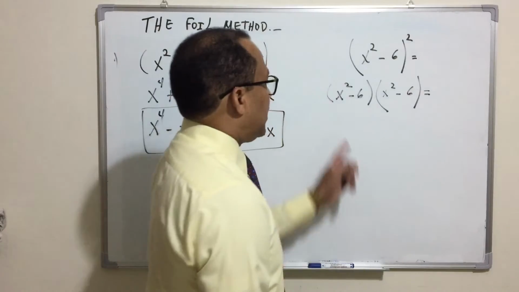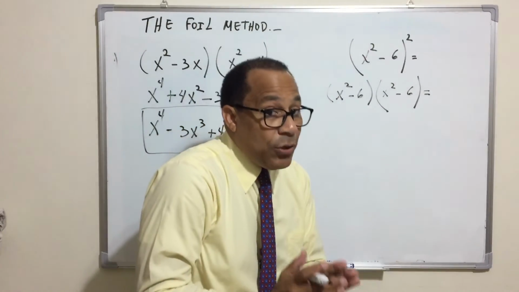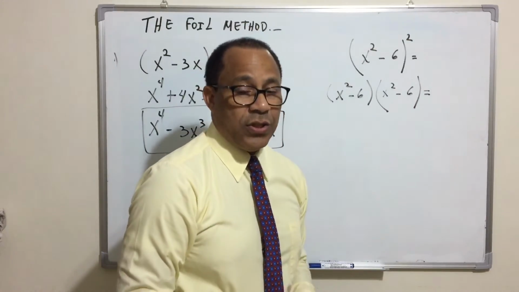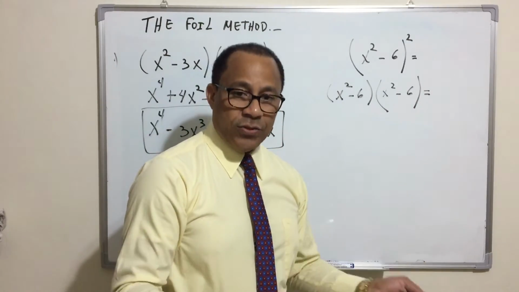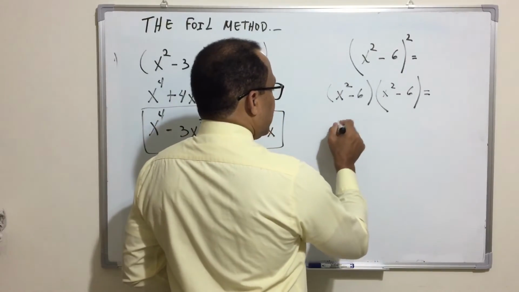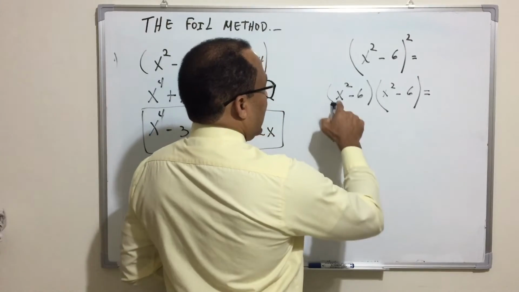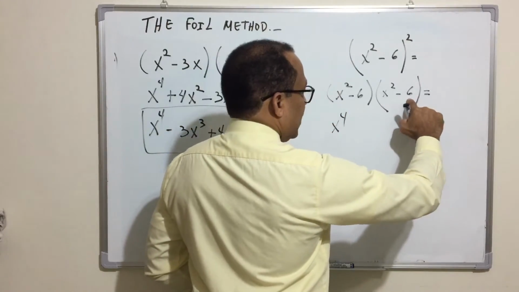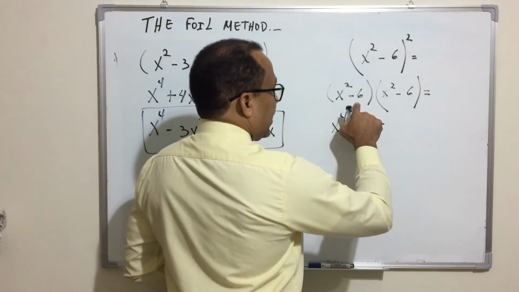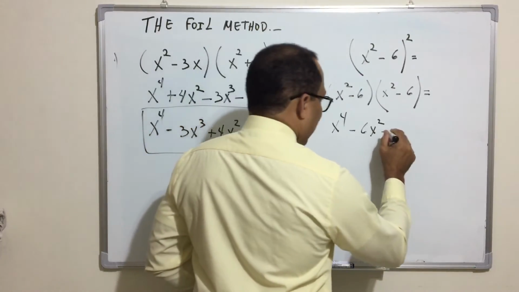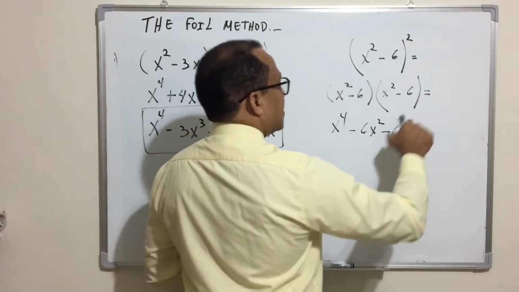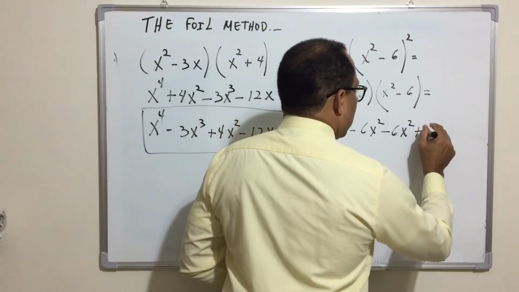Here we are. Since we are multiplying binomials, the two of them are binomials, I can use the FOIL method. Let's use the FOIL method for the last time. X to the second times x to the second is x to the fourth power. X to the second times negative 6 equals negative 6x to the second power. Negative 6 times x to the second equals negative 6x to the second power. And negative 6 times negative 6 equals positive 36.